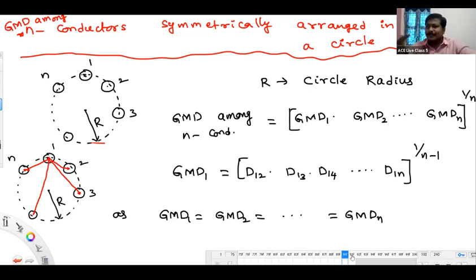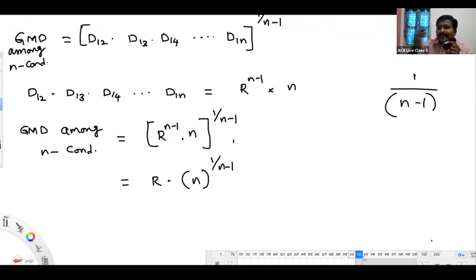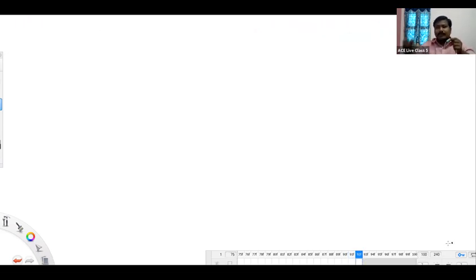See, if I say simply a bundle conductor, what are you interested in calculating? Is it GMR or GMD? Yes, it will be the GMR value. So let's take the next heading, I will just extend the previous discussion.